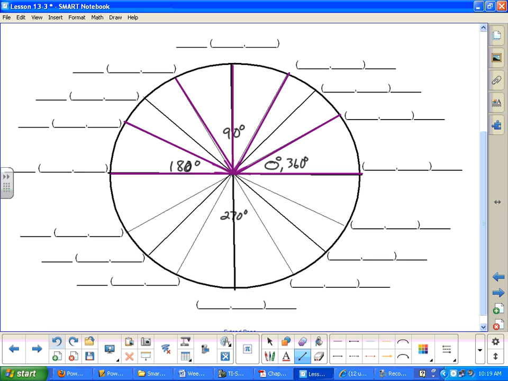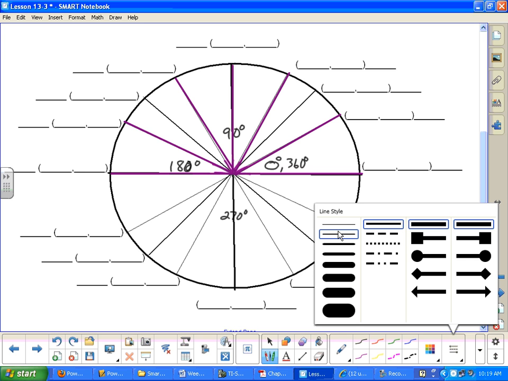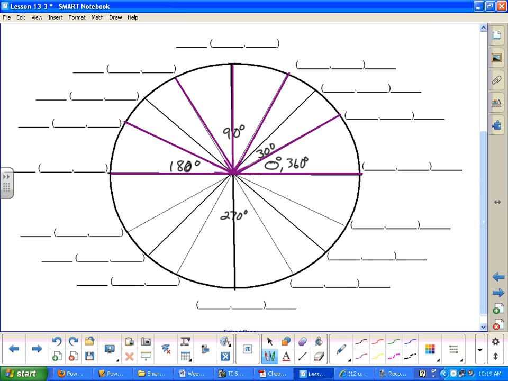So then this is 30 degrees here. And if I go another 30 degrees, I'm where? 60 degrees. If I go 30 more, I'm at 90, aren't I? 90 plus 30 is 120. I add 30 to 120 and I get 150. 150 plus 30 is 180. And then that continues all the rest of the way around the circle.